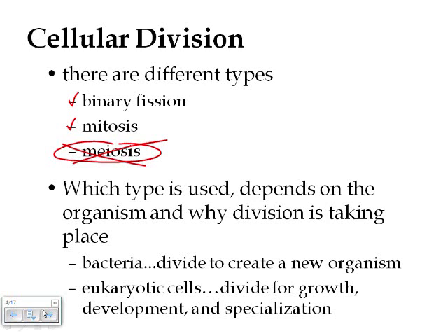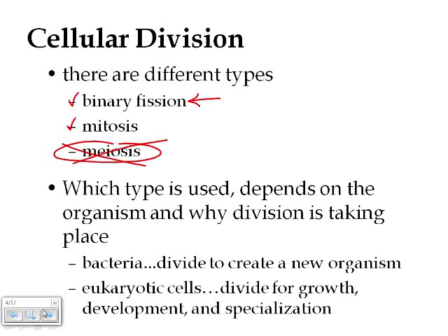So which type is going to be used is depending on what organism is performing cellular division and why cellular division is taking place. So, for example, a bacteria is a single-celled organism. When it divides, it's creating an entirely new organism. One cell becomes two. That would be a form of reproduction. In that case, we actually refer to it as binary fission. However, humans don't perform cellular division to create an entirely new human.